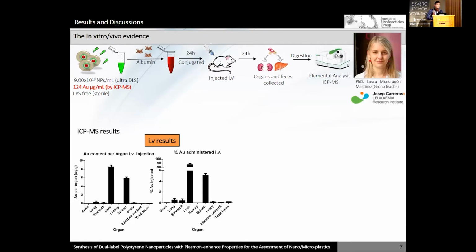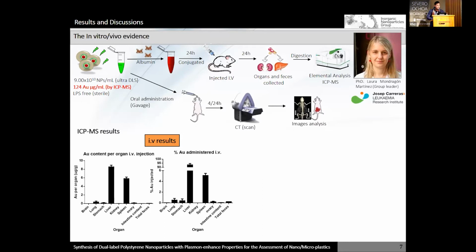But to see if we recover all the gold injected, we put this in percentage, and we can see that almost 95% of the gold was present in the liver, and around 5% in the spleen. So we recovered almost all of the gold.